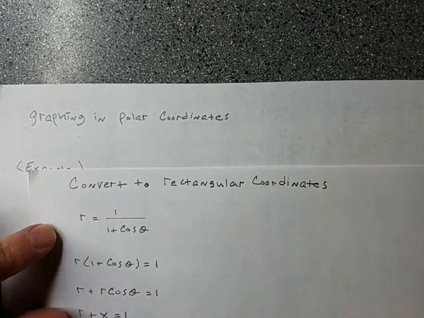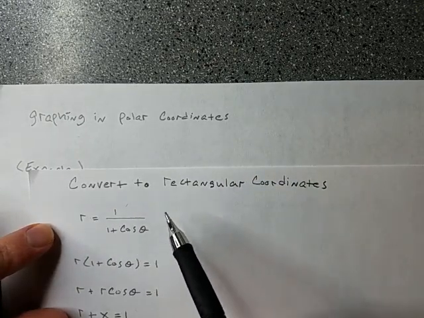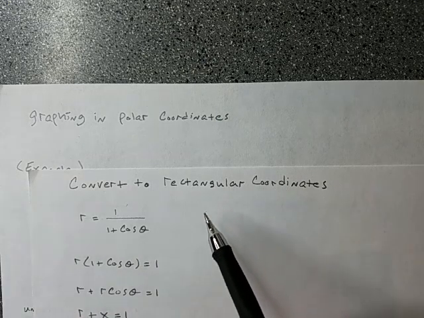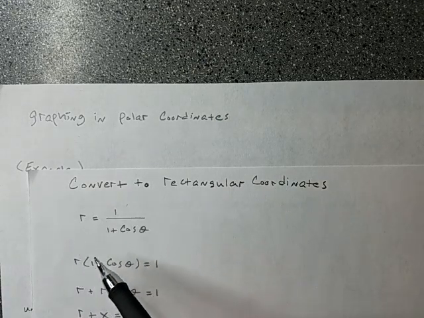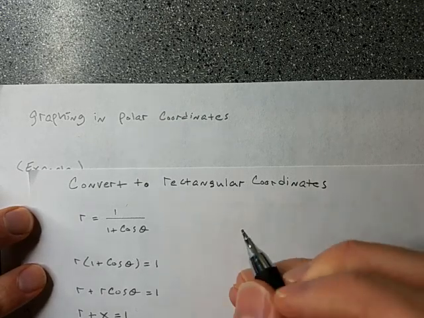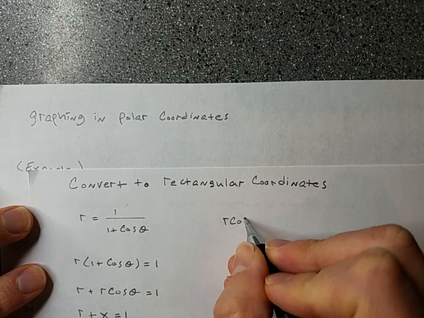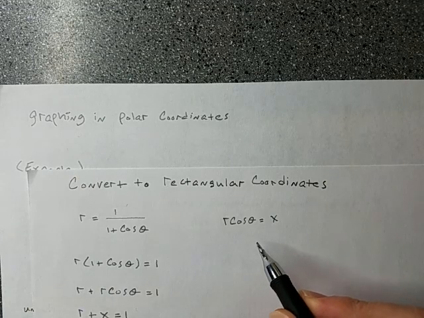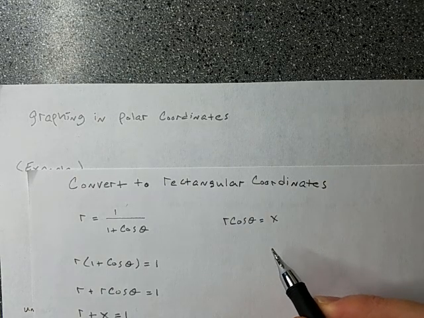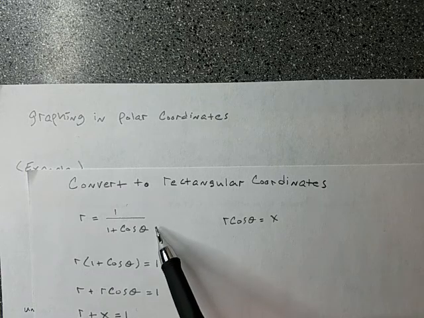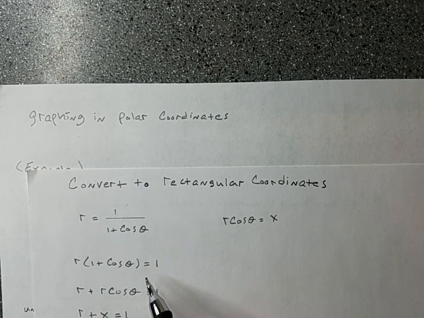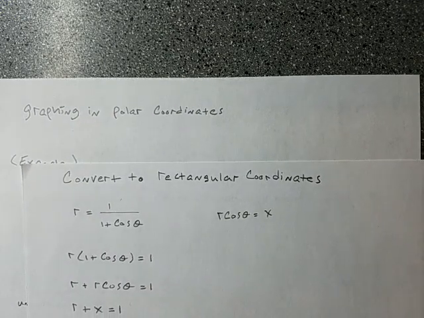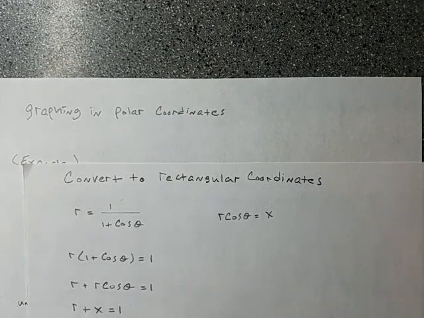So suppose we want to take this, r is 1 over 1 plus cosine theta, and convert it to rectangular coordinates. Well, what that would mean is that I need to get my conversion equations to show up somehow. Meaning, isn't r cosine theta convertible to x? If you have r cosine theta in polar coordinates, that equals x in rectangular coordinates. So here's what I did. I multiply both sides by 1 plus cosine theta. Then I distribute the r, and I get this. And then I realize r cosine theta is equal to x. So I guess I'm part of the way there.